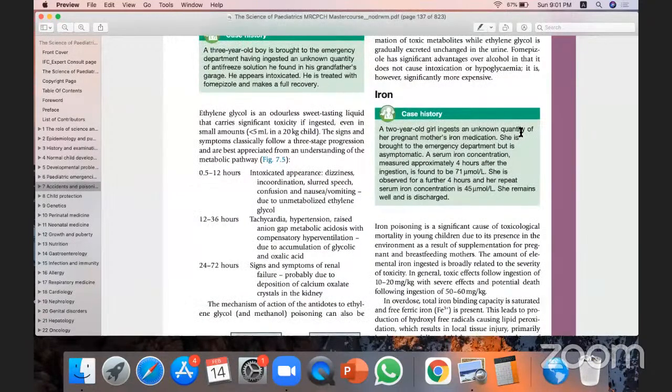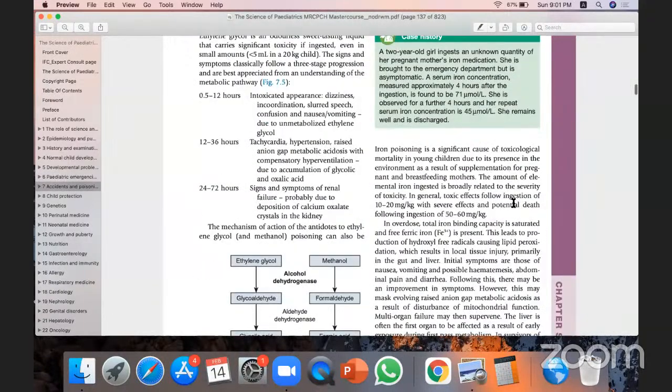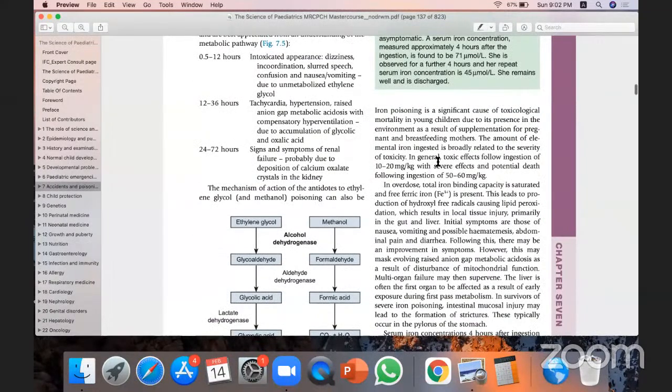Now iron poisoning, I already told you, is common because of its color. Serum iron we will measure after 4 hours, and we have to know the value. For any poisoning, remember you have to observe the child for 24 hours and refer the child to the camps, and after 4 hours we will measure again. In general, toxic effect is shown when the ingestion is 10 to 20 milligram per kg, with severe effect and potentially death. A fatal dose is 50 to 60 milligram per kg. So this is the toxic dose and fatal dose.